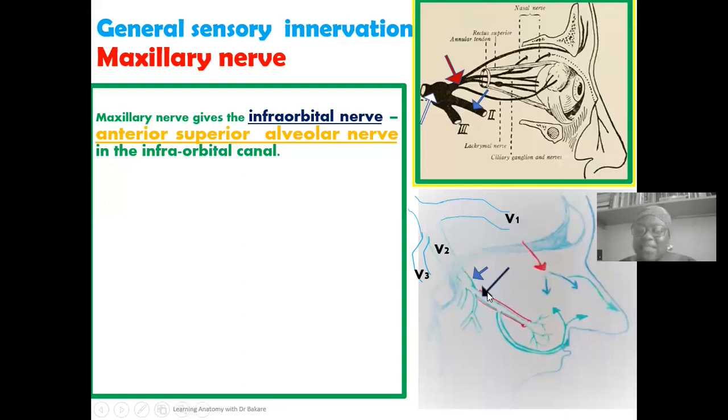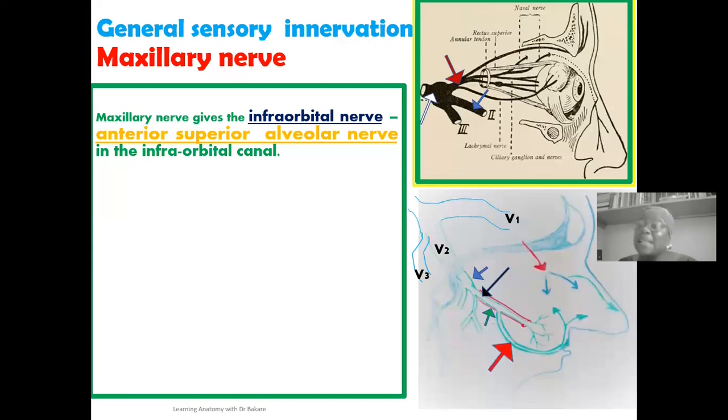This infraorbital nerve is seen to pass along the infraorbital canal. Just as the name implies, the infraorbital nerve is seen within the infraorbital canal, although it's a branch of the maxillary nerve that is arrowed in blue here. So it passes through this canal that is highlighted in red, and within the infraorbital canal is where the infraorbital nerve gives off the anterior superior alveolar nerve. So we have the anterior superior alveolar nerve here arrowed in red.